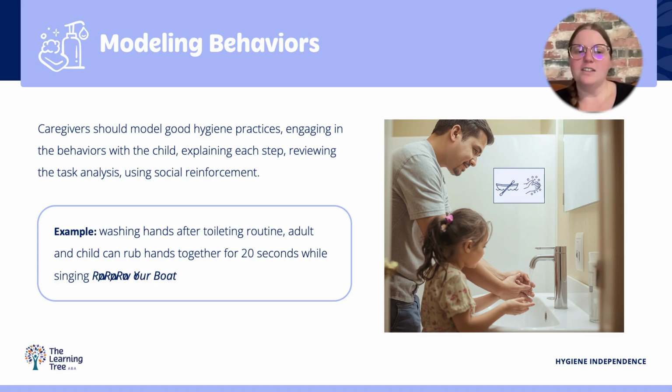So for this example, we have washing hands after toileting routine. The adult and child can rub hands together for 20 seconds while singing Row, Row, Row Your Boat. In this example, the child is seeing how an adult would wash their hands. They're seeing after the bathroom, everyone washes their hands. This isn't just a punishment that adults are putting on a child. This is general good hygiene practices, setting a time that we need to wash our hands for a certain amount of time. It's not just a very quick put soap on and rinse off.